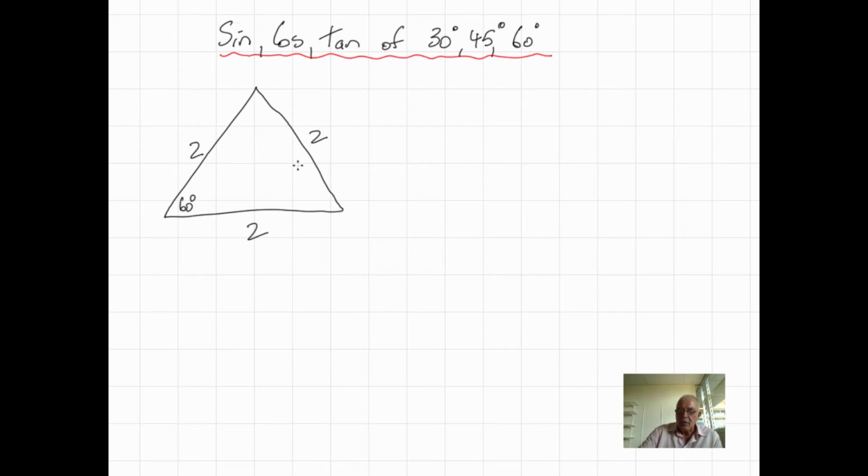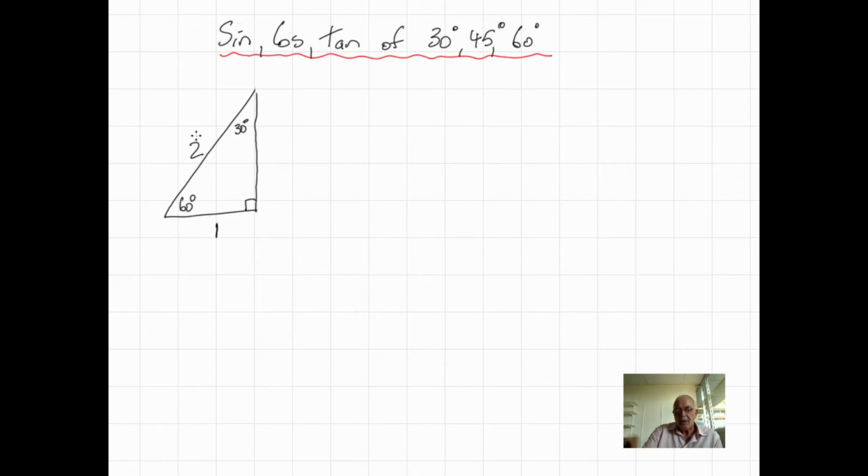If we now were to drop a perpendicular to this side from the vertex up here, it would cut that top angle in half. So instead of that whole angle being 60, that will be 30. It would also cut this side in half. So what I'm going to do now is just put that down as 1. And we're going to throw this right-hand side of that triangle away.